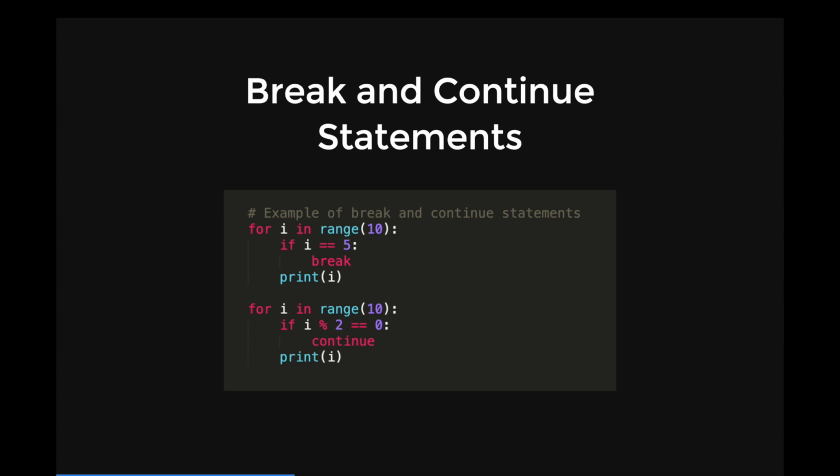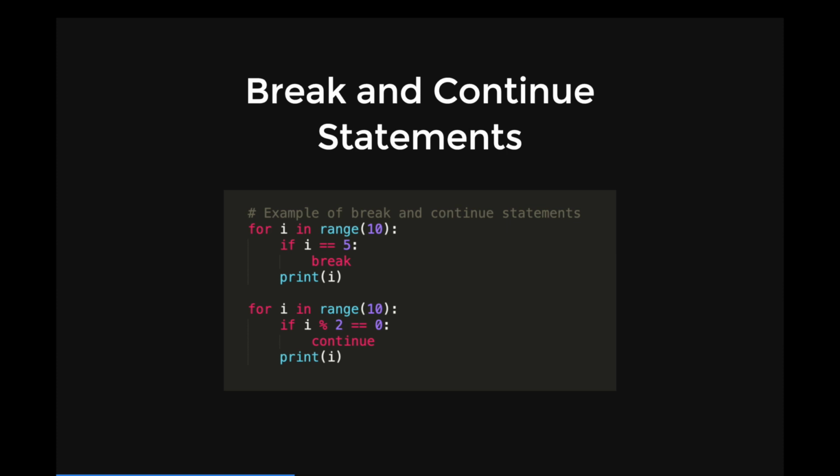In the second example, I'm saying for i in range of 10, if i mod 2 equals 0, so what will happen is every time it is an even number, it will not print it. It will continue and go to the next one. Whereas if it's an odd number, it's going to print and keep on continuing till the end of the loop.